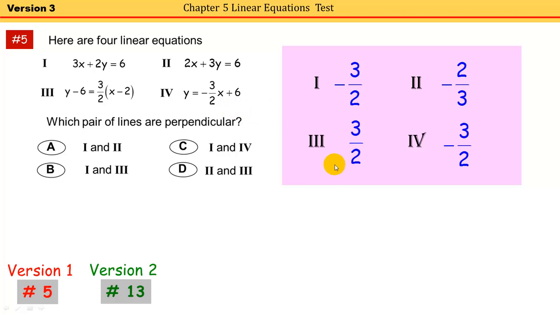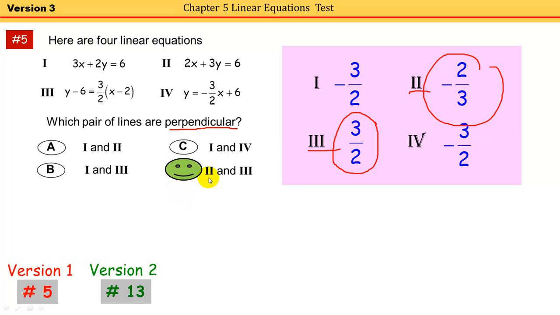And now when looking at these, which ones are perpendicular? Well, first of all, they have to be opposite reciprocals, and so I only see one positive in here, so I know this is one of them. What's the opposite reciprocal to this? Well, it would have to be a negative 2 over 3. So of course that gives us this one. So since these are the 2 lines, there it is, 2 and 3.